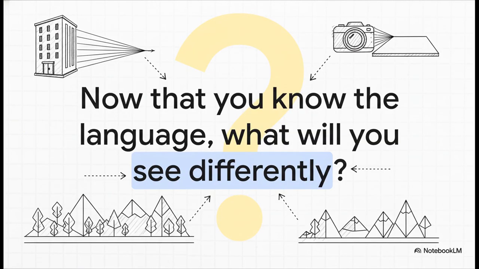So, I'll leave you with this question. The next time you look at a building, or a movie special effect, or even just a photograph, take a second. See if you can spot the grammar at play. See if you can see the vanishing points, the type of projection, the secret language of space that's been hiding in plain sight all along.